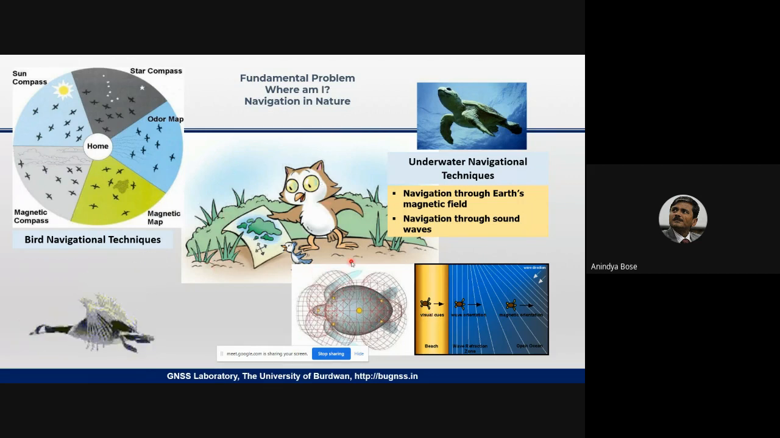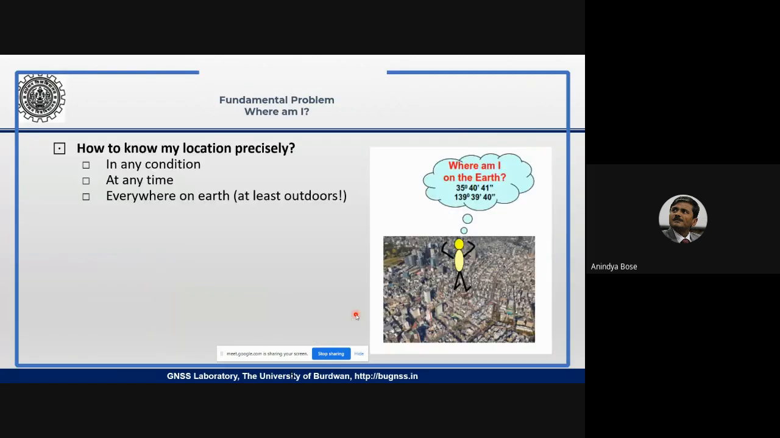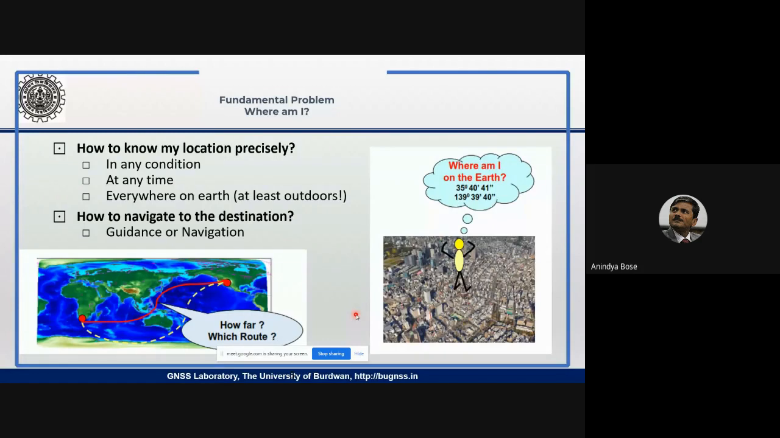This is a very good cartoon, where the mother bird is teaching her child how to navigate. We have seen that tortoises or turtles navigate over long distances. Even fishes come to the very same place for laying their eggs. So navigation is already there in nature, and it is a fundamental problem for human beings also, to know where I am and to find the exact direction in which I should move further.